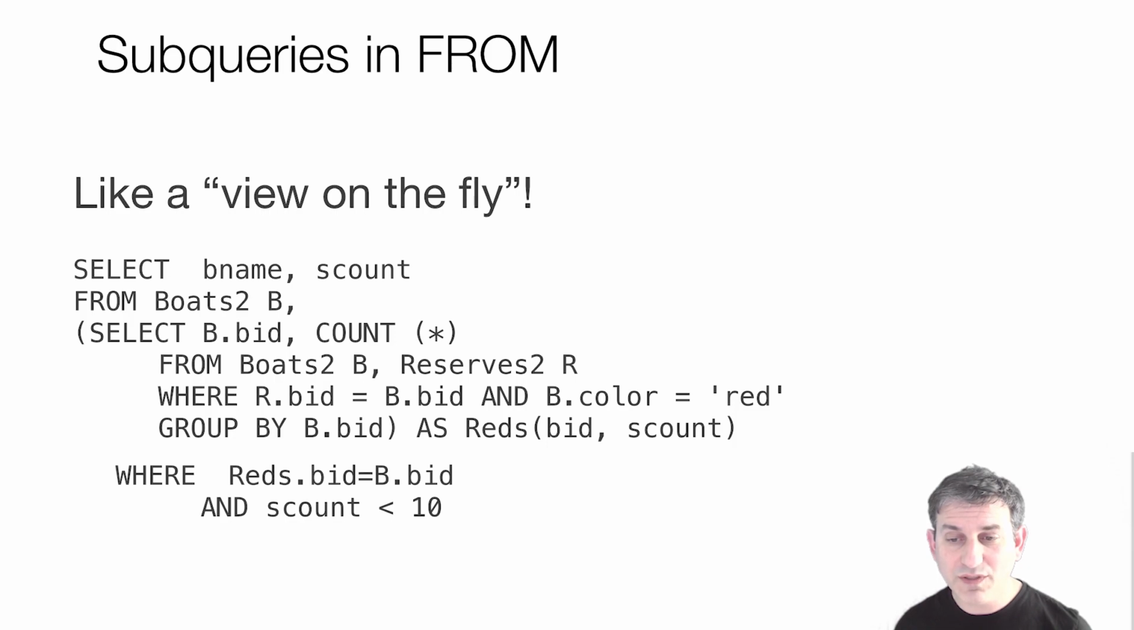It's joining boats to reserves on BID, color equals red, grouping by BID, and counting. So this is our red boats definition again, but here we didn't give it a view. We just defined it sort of on the fly in the from clause. So that's a perfectly valid thing to do, and most SQL engines will support these kind of queries in the from clause without defining a view that has a name.